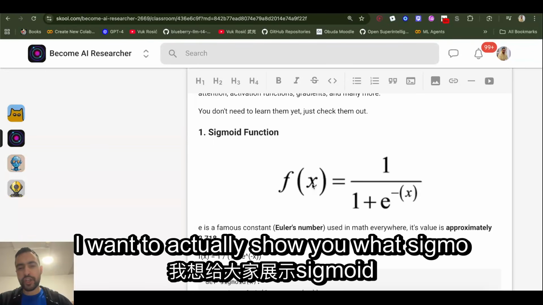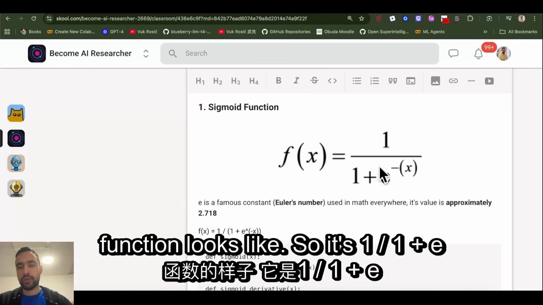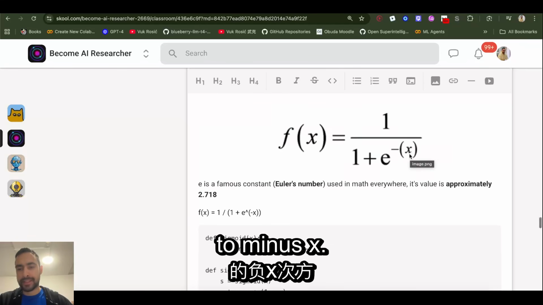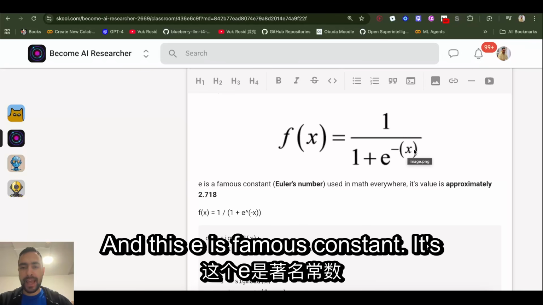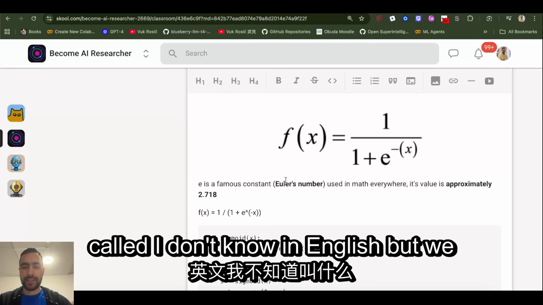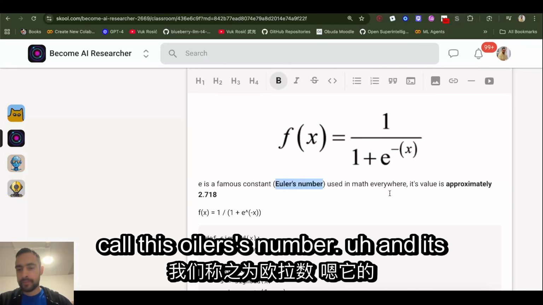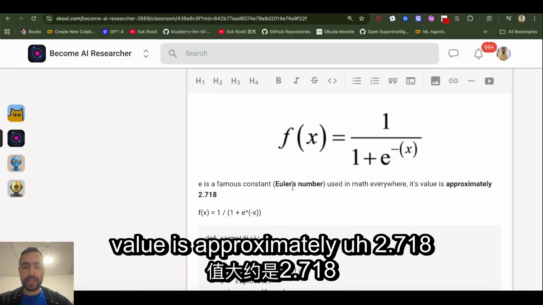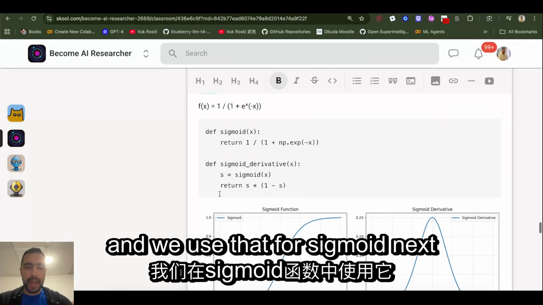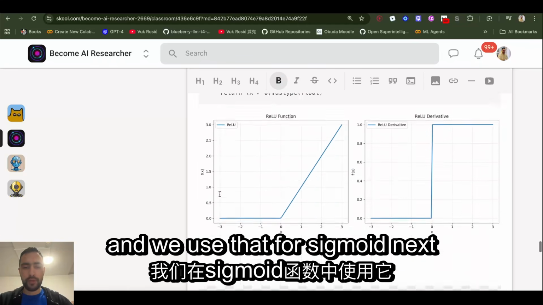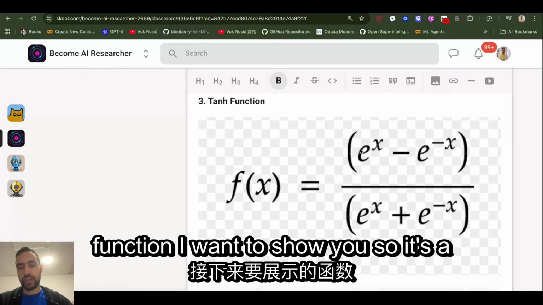I want to actually show you what the sigmoid function looks like. So it's 1 over 1 plus e to the minus x. And this e is a famous constant. I don't know what it's called in English, but we call this Euler's number. And its value is approximately 2.718. And we use that for sigmoid, the next function I want to show you.